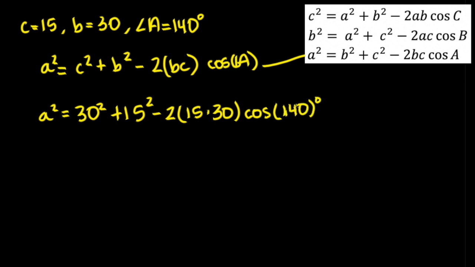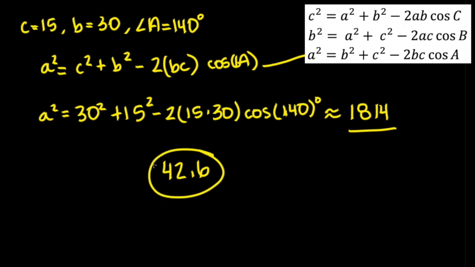If we plug all of this into our calculator, our answer comes out to about 1,814. We will now take the square root of this answer to find out that our final answer equals 42.6. So the length of A in a triangle where the length of C is 15, the length of B is 30, and the angle A is 140 degrees, the length of A is about 42.6.